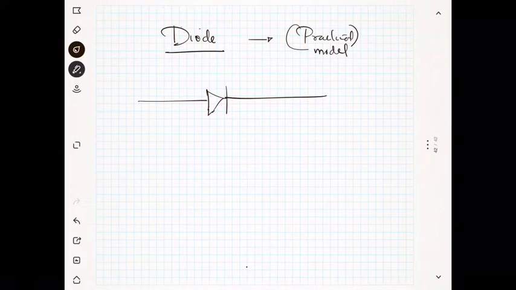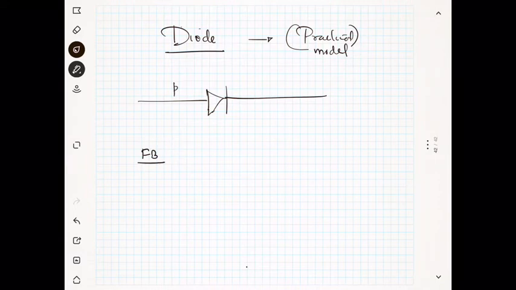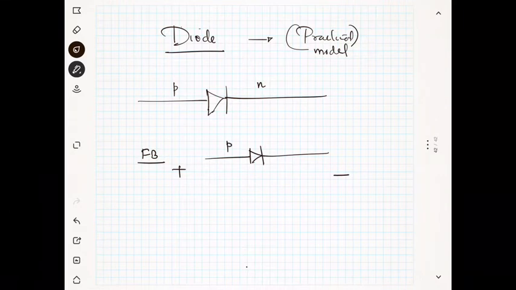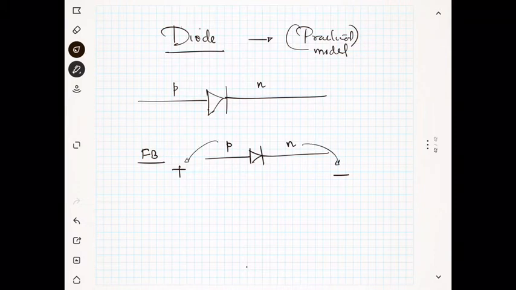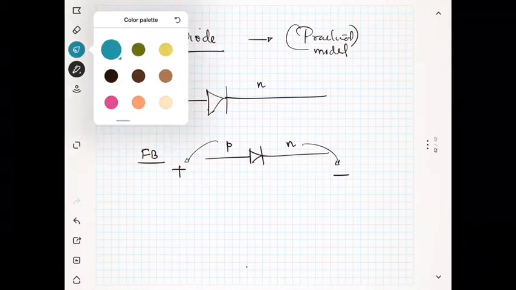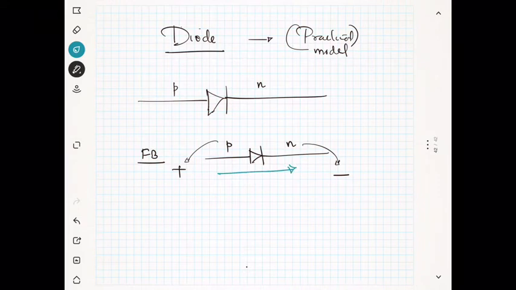You know that this is the symbol for the diode, and in the forward bias, this is the P type and this is the N type. In the forward bias, we connect the diode with the positive of the battery here and the negative here, that means P is connected to the positive and N is connected to the negative. So we can expect a current, and in the practical model there is a voltage across the diode of 0.7 volt.